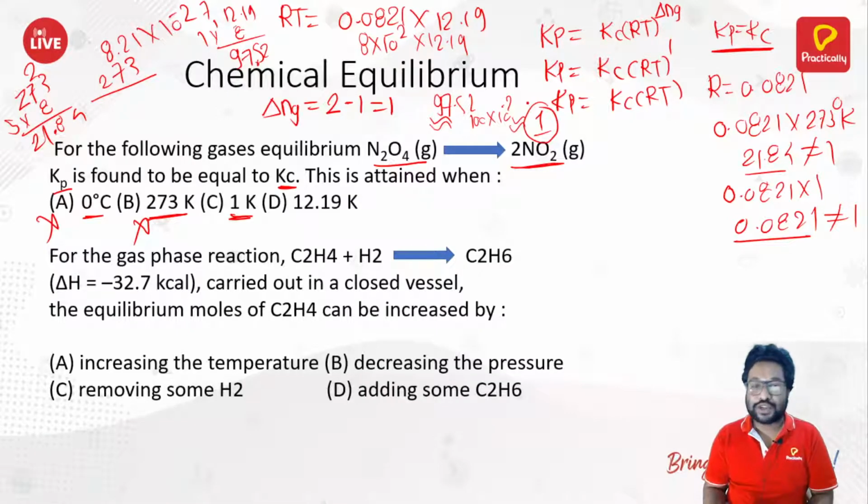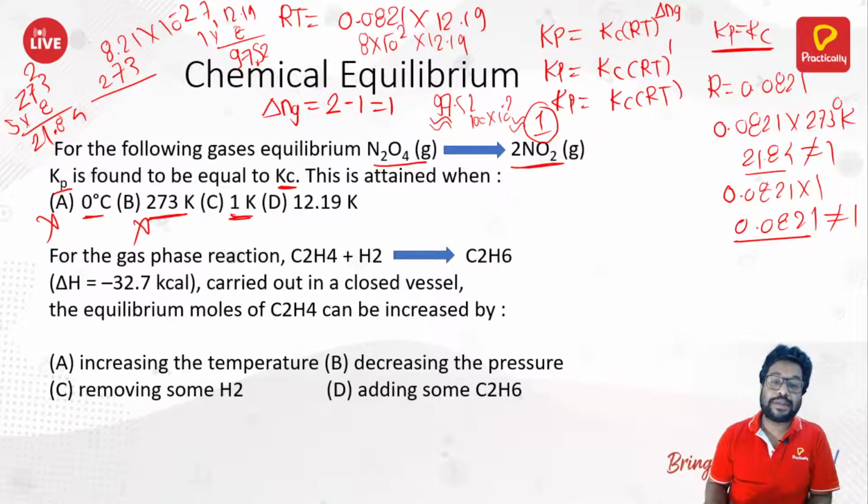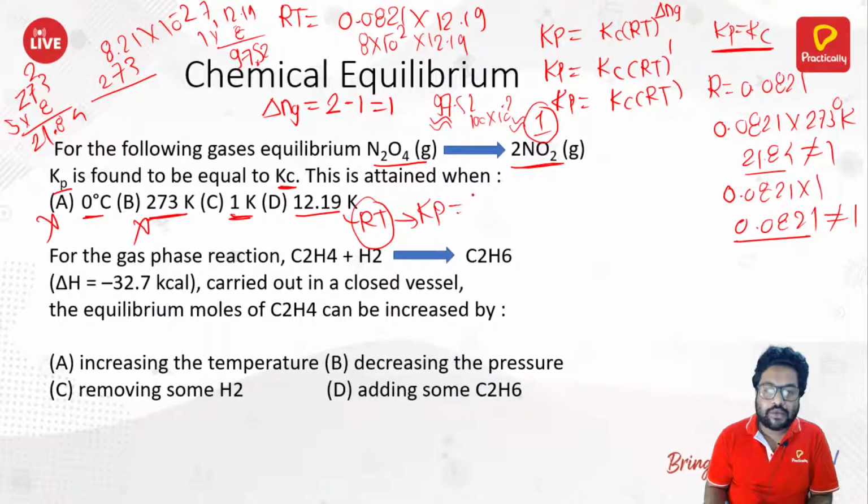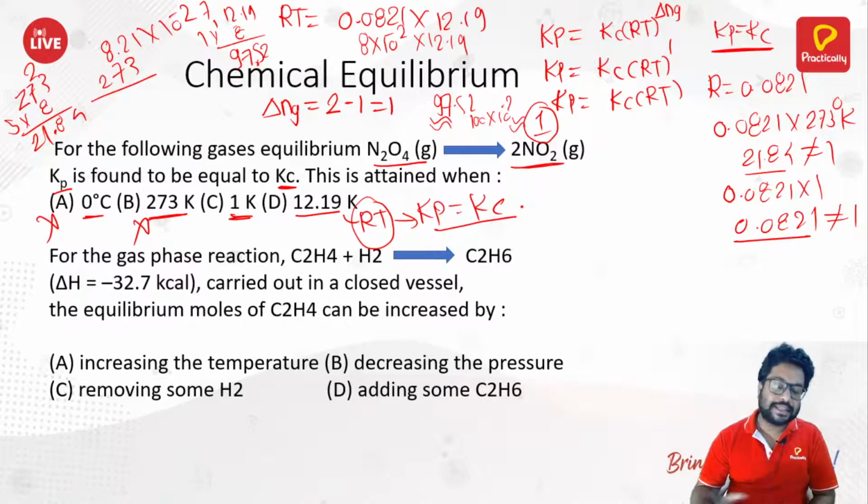Actually, it has to be larger than 97.52. It will go somewhere closer to 100. Why am I saying this? Because it was 8.21 and I ignored that. So if you take that 8.21, it will surely become 100. That means in this case, your RT is becoming 1. When your RT is becoming 1, it has to be making Kp equal to Kc. That is how you can solve this kind of numerical. Okay, moving ahead.